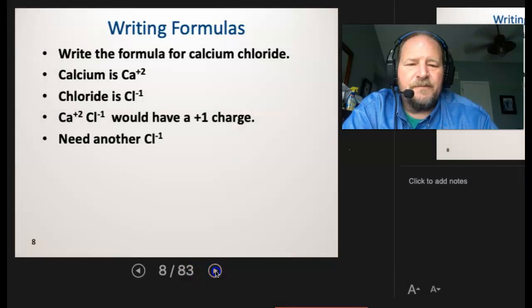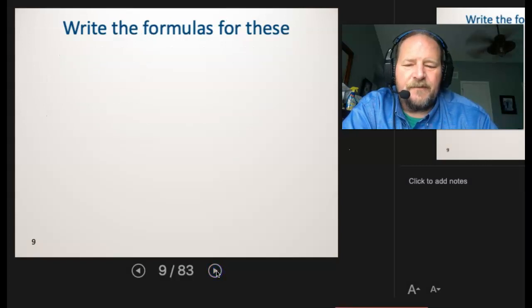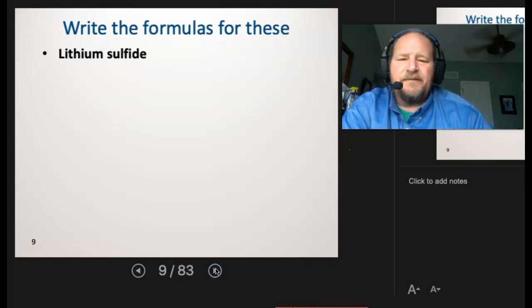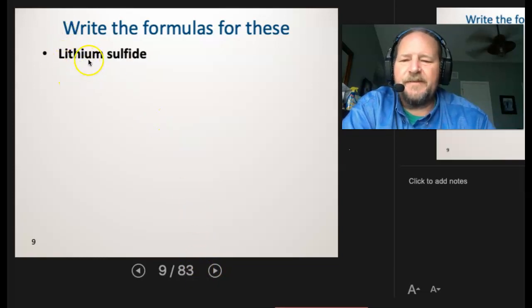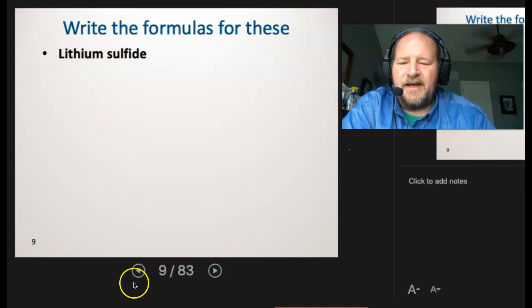All right, so hopefully you followed along with that and you're good to go with writing some formulas. So let's give it a whirl. Lithium sulfide. So I'm going to go to my handy dandy periodic table. I'm going to find lithium. We know lithium is a metal. It's in group 1A, and so it's going to be Li with a plus 1 charge.